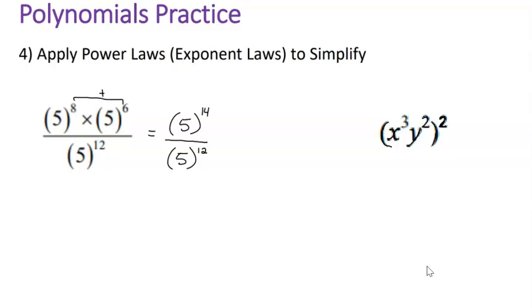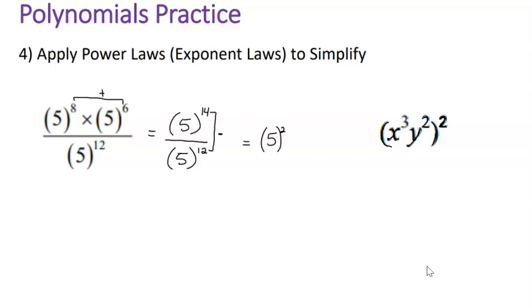And we are not dividing 5 divided by 5. Those are bases, like x to the power of 14 divided by x to the power of 12. So this is very important. We keep the base, and we simply apply the law. To simplify, we subtract our exponents. So this becomes 5 to the power of 14 minus 12, which is 2.